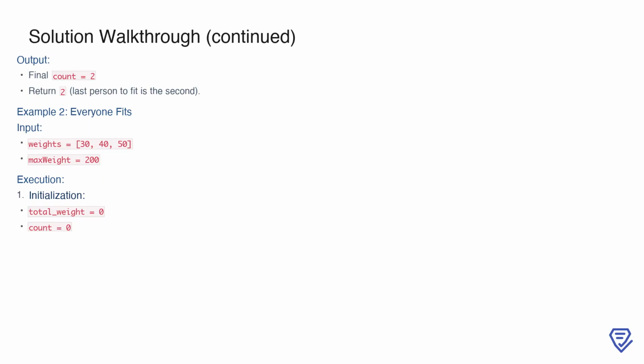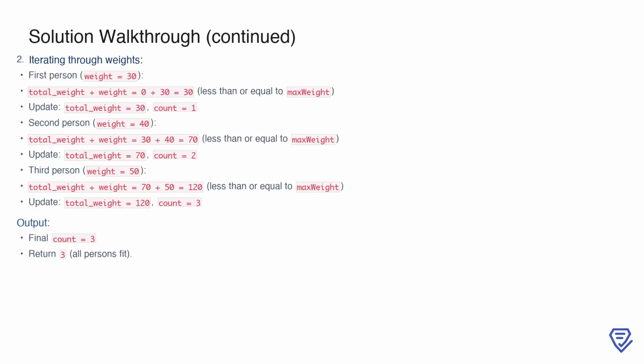This means the last person to fit is the second individual in the list. Therefore, the function returns 2 as the output. Now, let's move to a second example where the input weights are 30, 40, 50, and the maximum weight allowable is 200. Once again, we start by initializing total_weight to 0 and count to 0, preparing to iterate through the weights. In this case, the first person has a weight of 30.